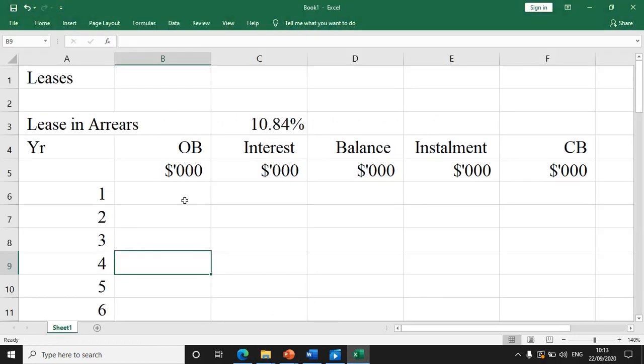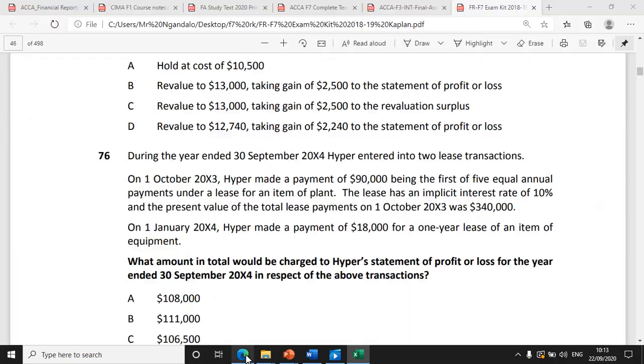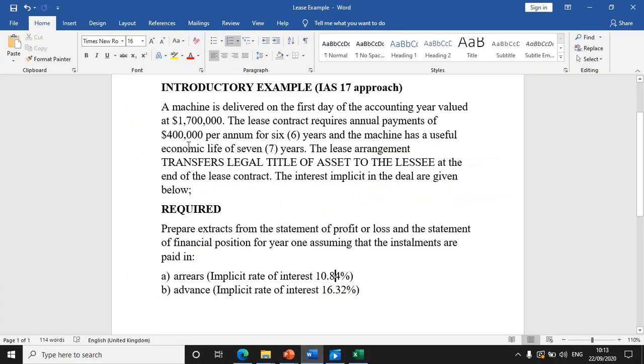So I get on to my work. Now we saw that in the question, not that one, but the one in Word, we saw that we have got fair value of the asset at 1.7 million, and of course the minimum lease payments, ignoring discounting, will be 400,000 multiplied by 6, which is 2.4 million.